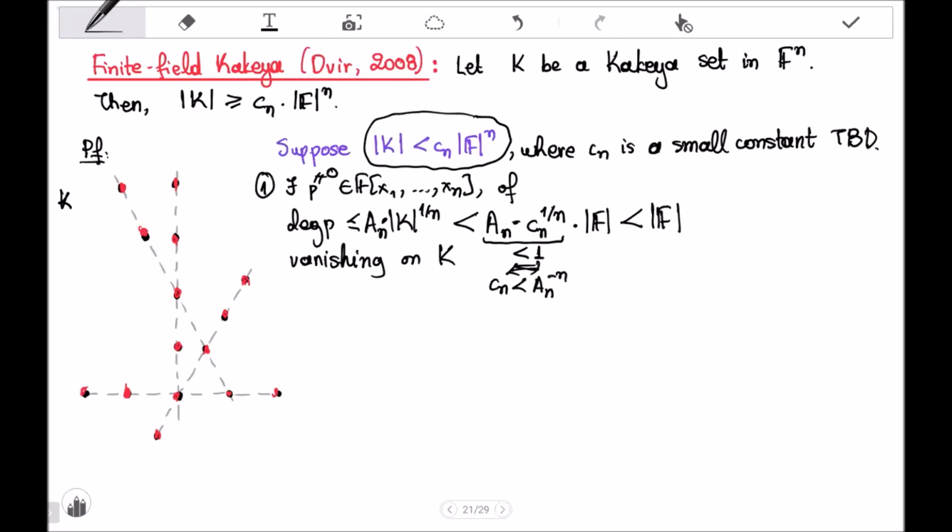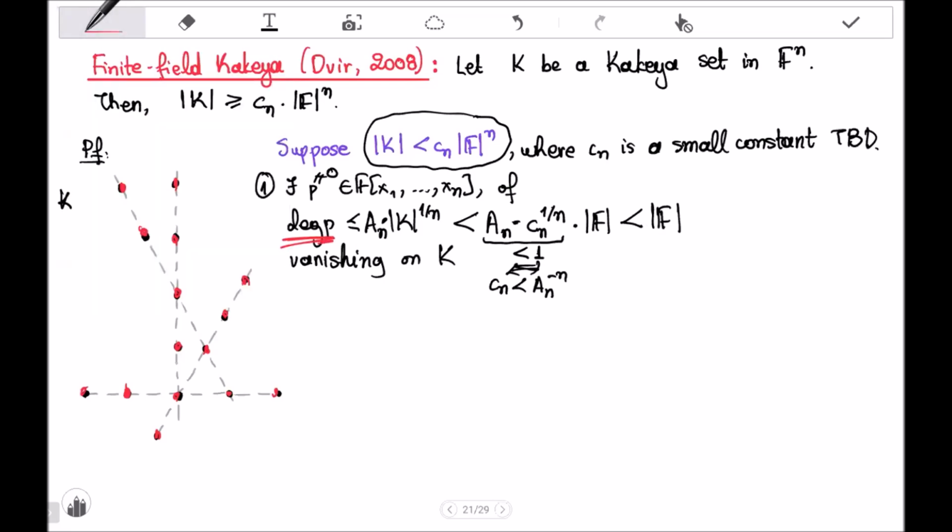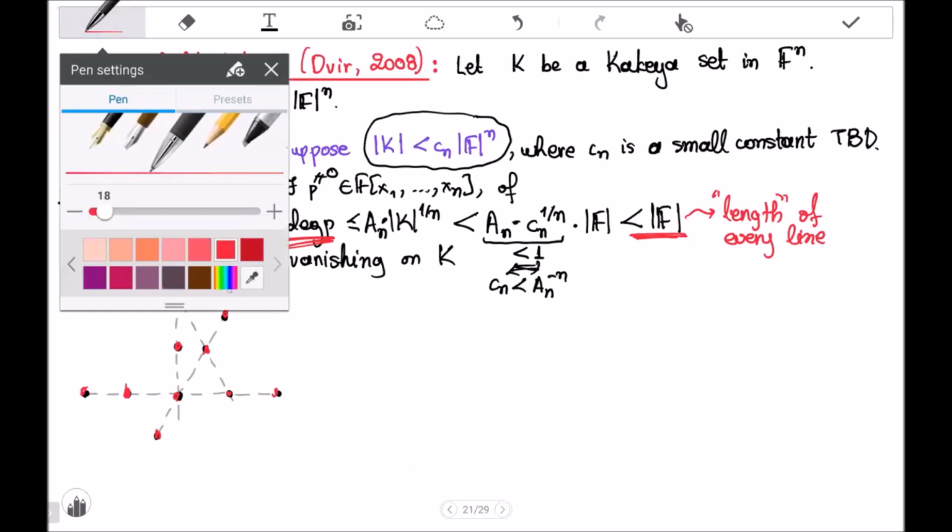Any number below that threshold will be fine. And the interesting thing here is that the degree we picked is smaller than the size of the field, and the size of the field, we remember, is the length of every line in this universe. That's how many points the line contains. Okay.